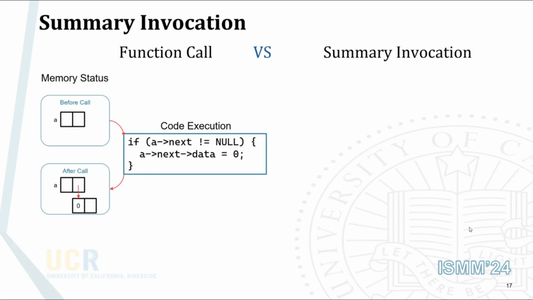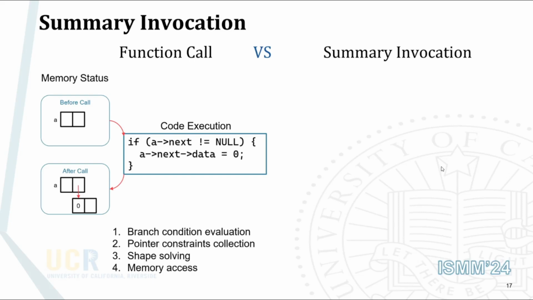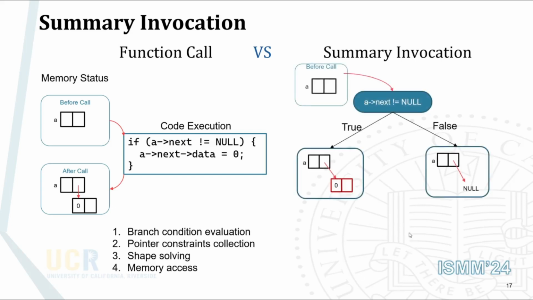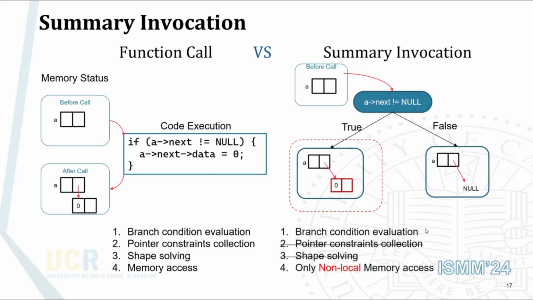We can compare the normal function call with summary invocation. First, both of them should evaluate the branch conditions, but then once we need to generate the data shape, inside the normal function call, we have to collect pointer constraints. We have to call the solver to solve the shape and handle all memory access. During summary invocation, we skip that work and directly get the generated shape from memory, which is the cached result, copy the memory object, and the shape is generated and suitable for the current SSRD. This is much faster than keep generating shapes for function calls.